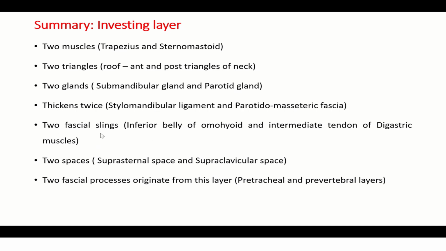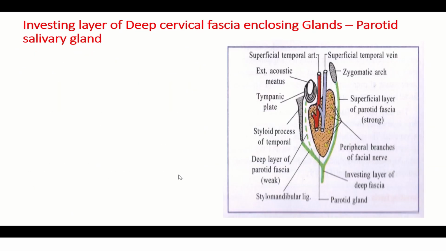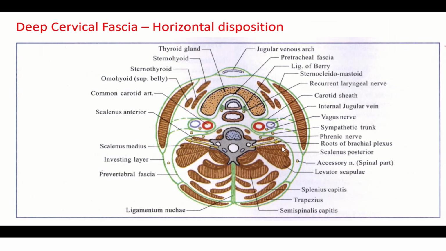So it also forms two fascial slings. One is around the inferior belly of omohyoid. The other one is around the intermediate tendon of digastric muscle. And it encloses two spaces. One is the suprasternal space of Burns and the other is the supraclavicular space. And it gives rise to two fascial processes, namely the pretracheal and prevertebral layers. You can see in this diagram. So it is giving rise to two fascial processes, pretracheal layer and prevertebral layer. So this pretracheal layer will form the anterior wall of carotid sheath and the prevertebral layer will form the posterior wall of the carotid sheath.